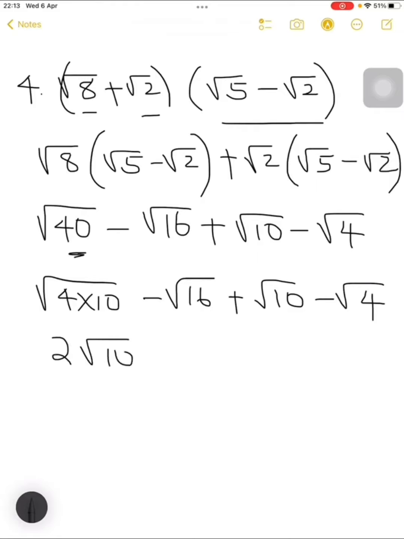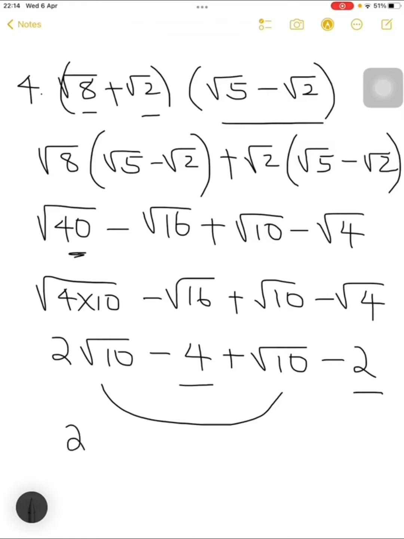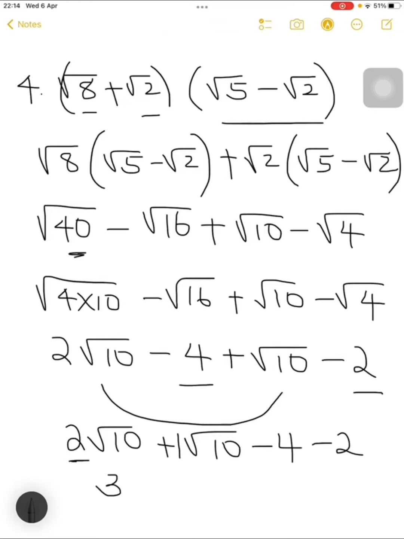So we're going to have 2 root 10 minus square root of 16, which is 4, plus root 10 and then minus 2. We can combine the whole numbers and we can also combine these two. So it's like we have 2 root 10 plus root 10, then minus 4 minus 2, which is the same as, this is like 1, and then here we have another whole number. So the final answer is 3 root 10 minus 6.